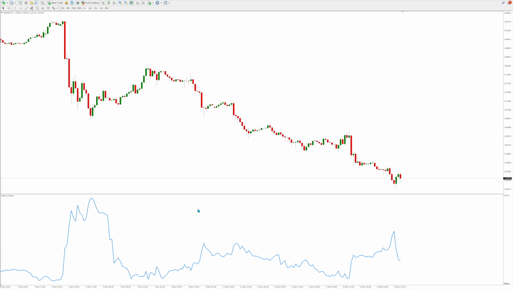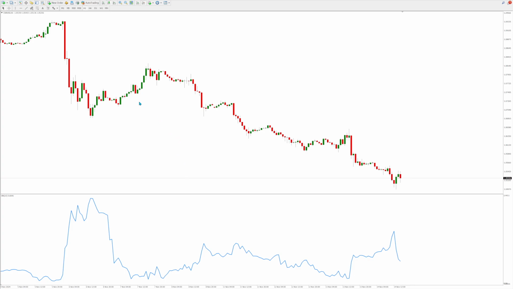Okay, so as the name suggests, the volatility index indicator is there to measure the volatility of the markets. And I'm just going to show you how I implement it within my trading strategy. It's not necessarily how other traders would, but this is what I find works for me.